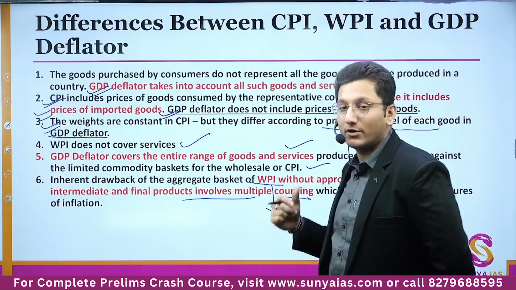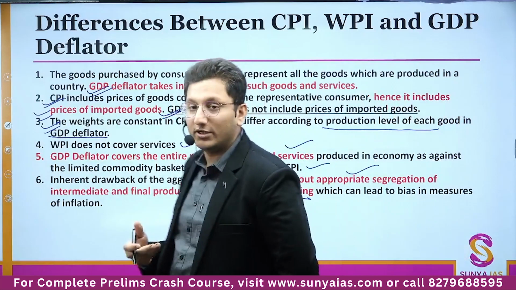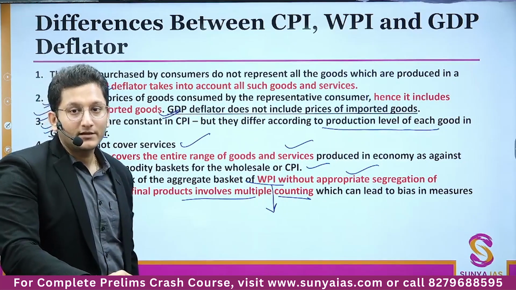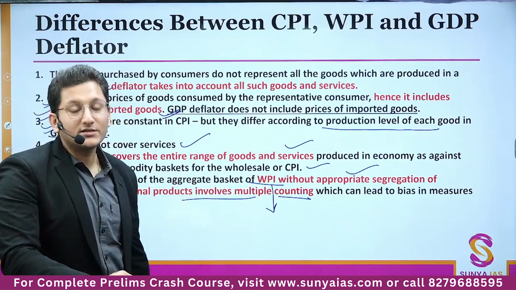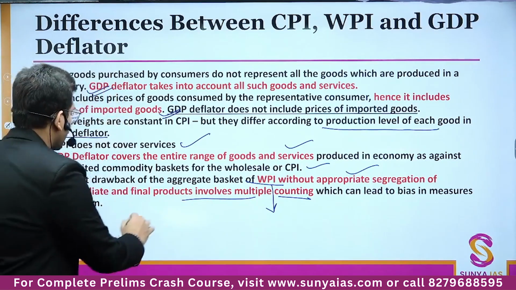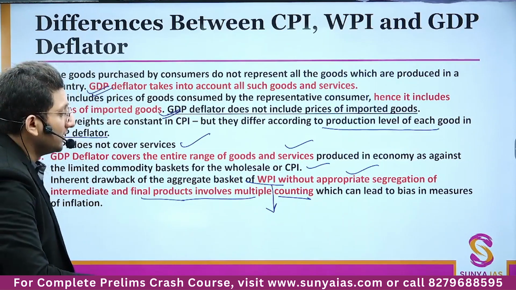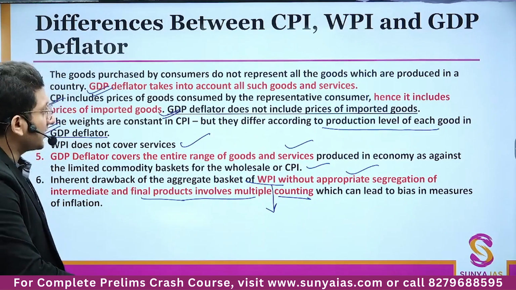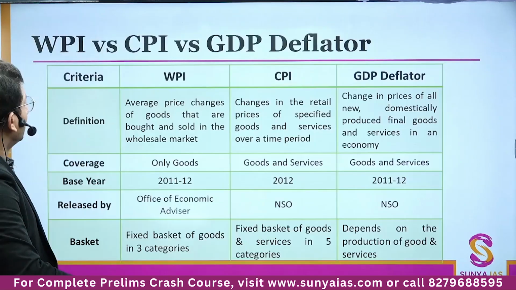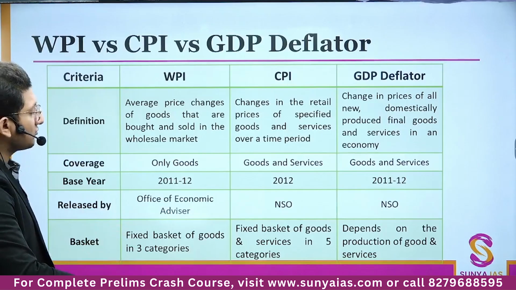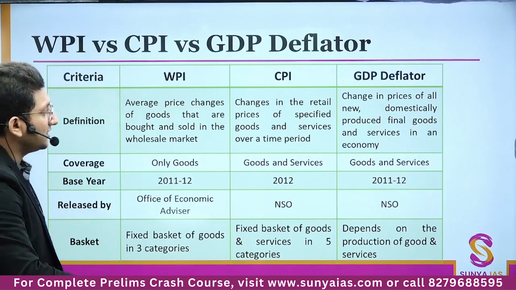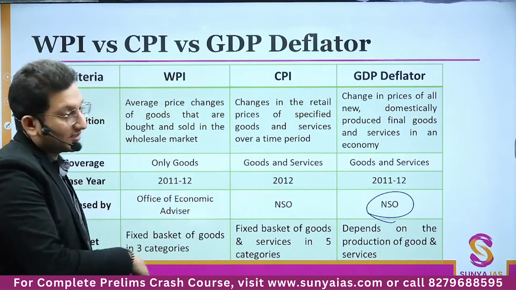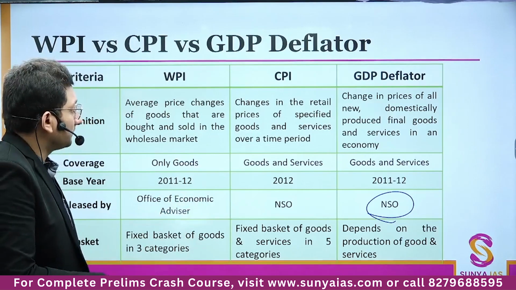and if I am consuming it for my own purpose then also you are going to capture it, getting? So this is how it has the issue of double counting, which can lead to bias in measure of inflation. Getting? तो ये सारा issue है और सारा difference है. Now, ये वही सब कुछ है जो हमने अभी discuss किया था, ठीक है? GDP deflator को कौन calculate करता है? NSO. बस इतना याद रखना, बाकी everything is same what we have studied till now.